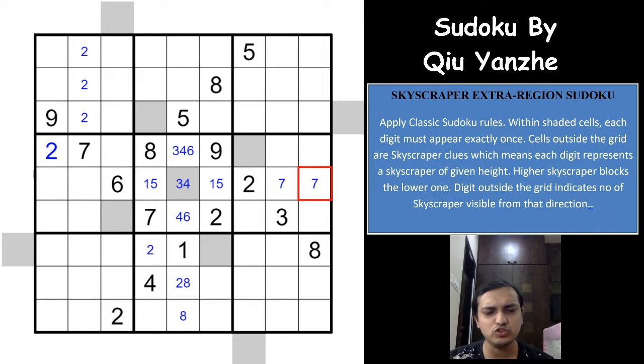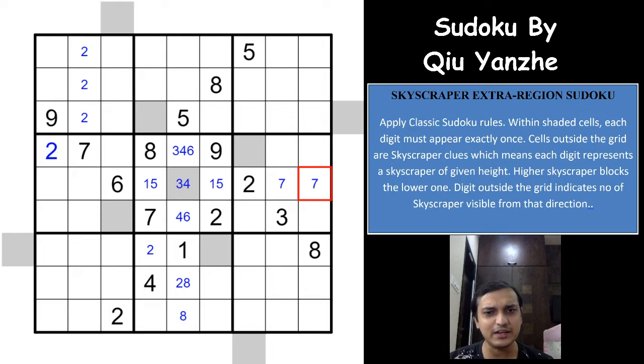Usually in an extra region Sudoku, you'll have to go for a particular number and see where the number can be in the shaded cells, right? The best possible way is to take a number which can be placed easily in the extra region constraint and see which places that number can appear. But in a skyscraper Sudoku, you will always have to look out for higher digits in the skyscraper clue, for example 5 6 7 8 9. Those are the digits that will help us progress.